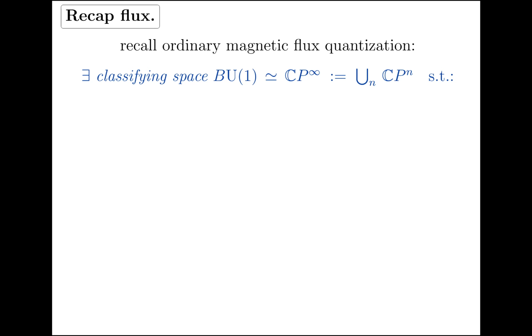Anyway, so the flux quantization is encoded by what is called a classifying space, an abstract space, not a physical space, but a topological abstract space, which goes by a lot of names.